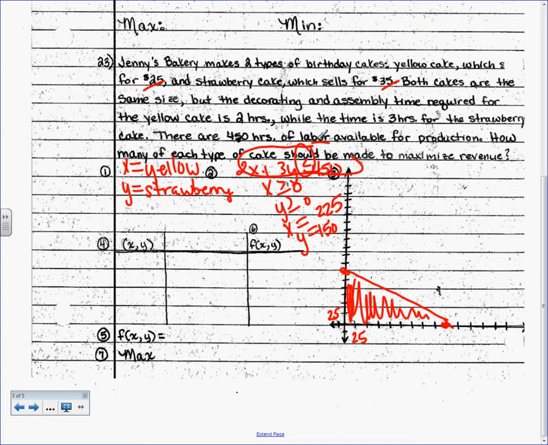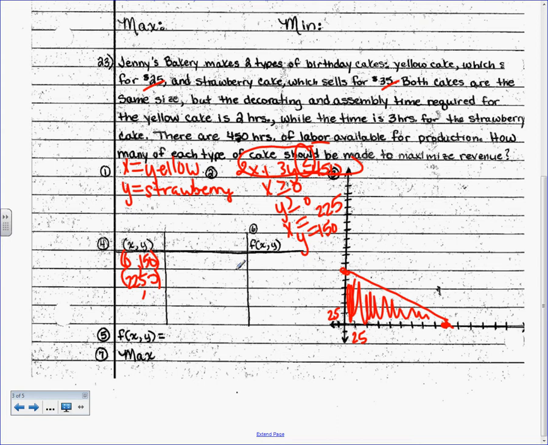Is that okay? Okay. So we're going to write down our ordered pairs. What ordered pairs do we have? Don't overthink that. What ordered pair is this one? 0, 150. What's this one? 225, 0. Very good. Is everybody okay with that?